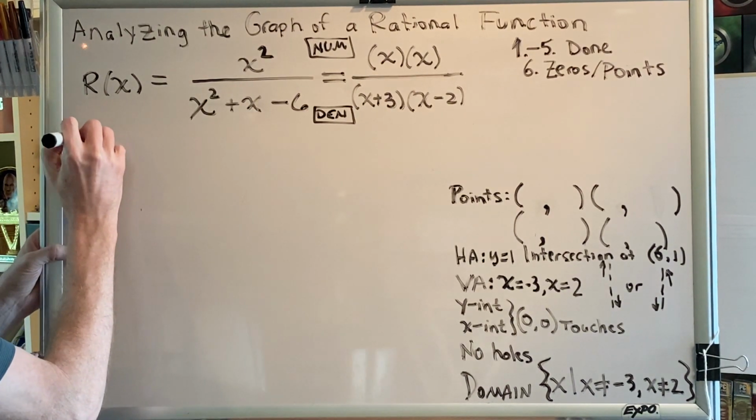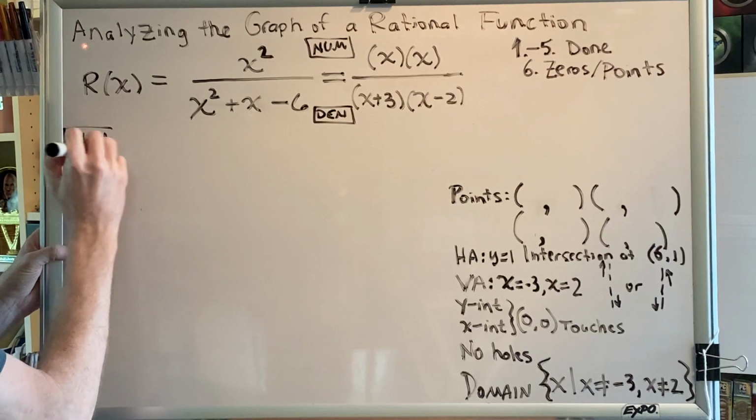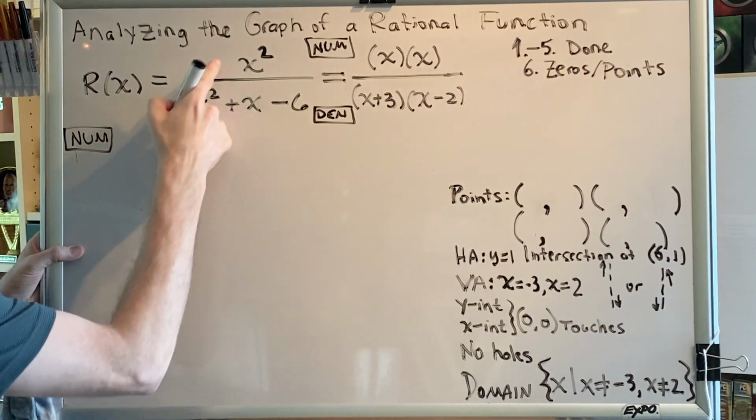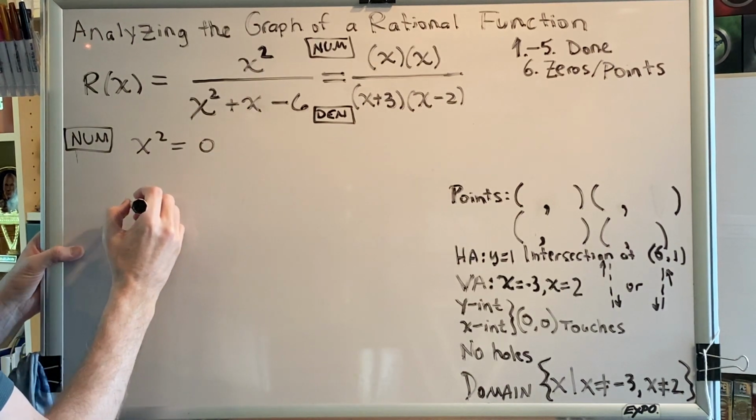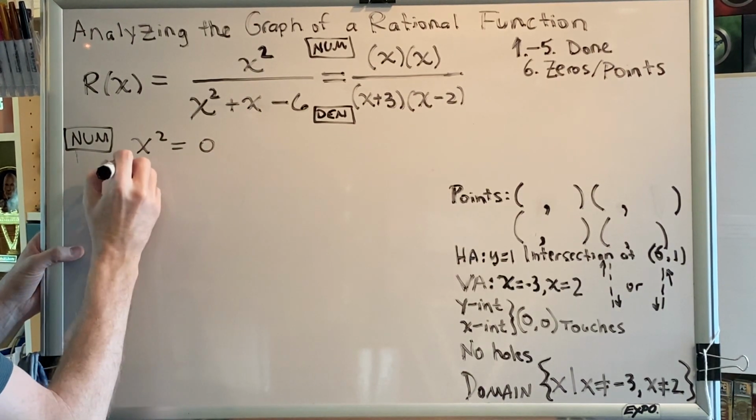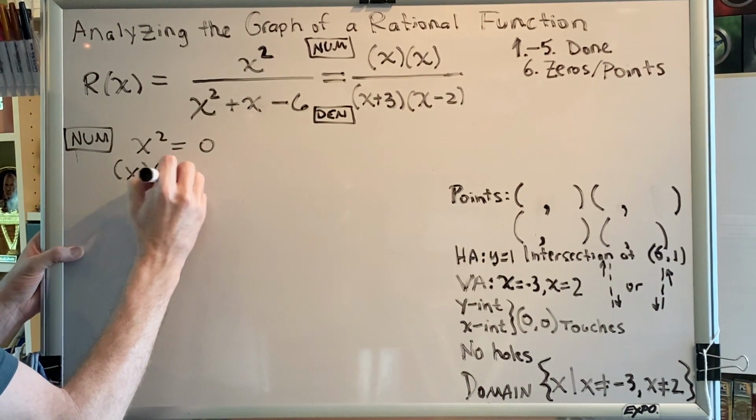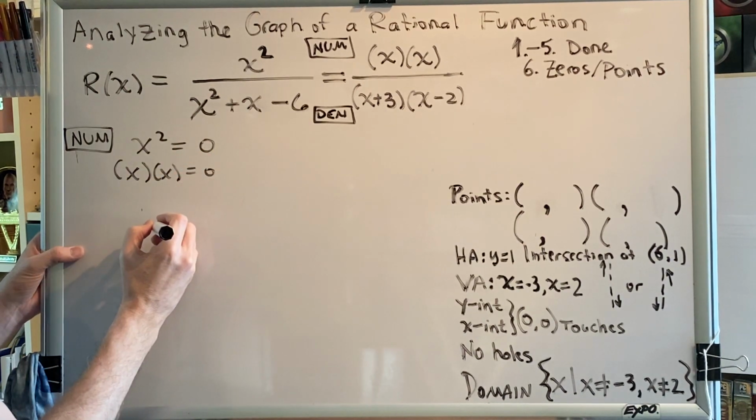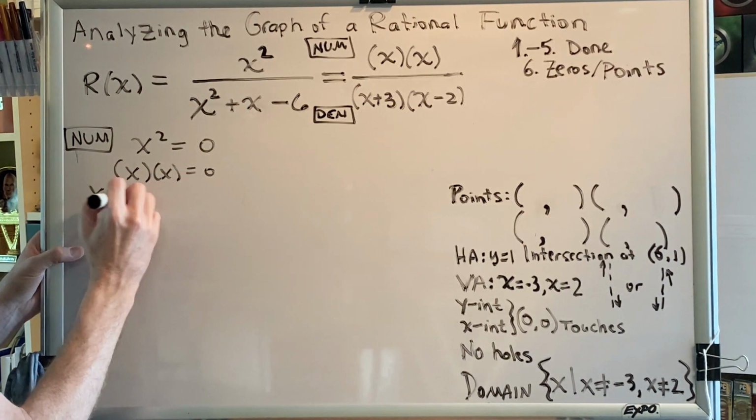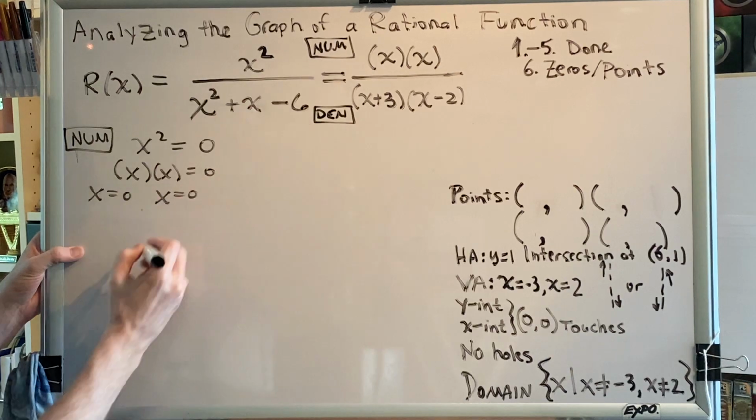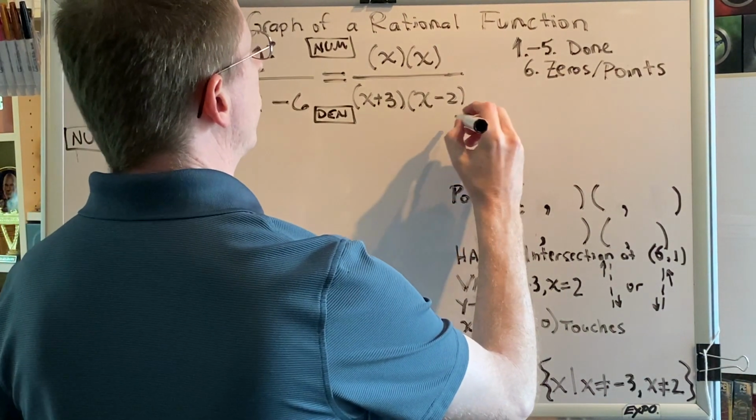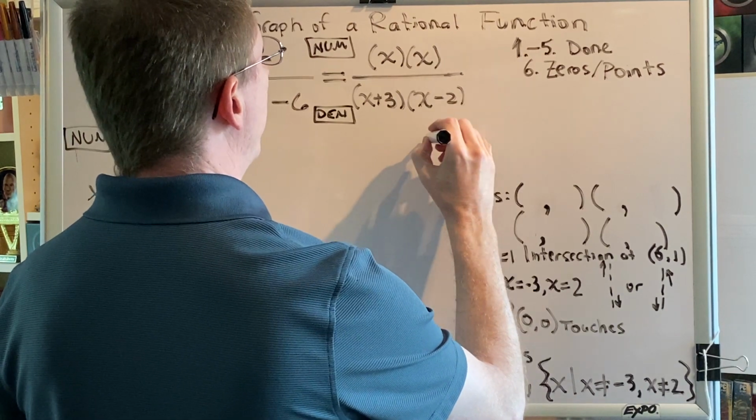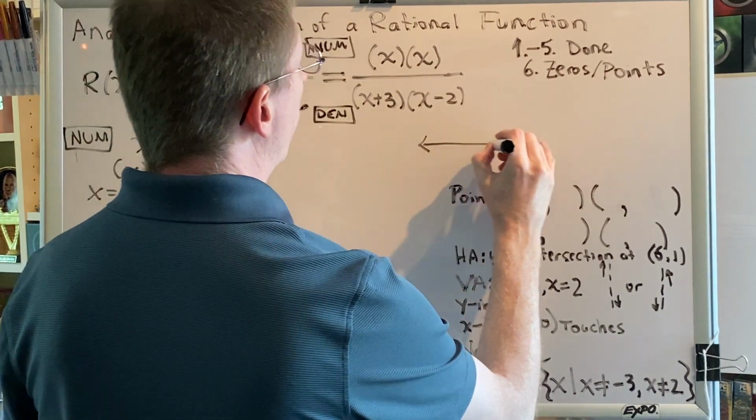So we'll start with the numerator. The numerator says that we should take that polynomial and set it equal to 0. So we have x squared equals 0. We can solve this by factoring, so we get x times x equals 0. By the zero product property, we get x equals 0, x equals 0. And therefore the only solution we have is 0. We're going to create a number line, and we'll put 0 on the number line.